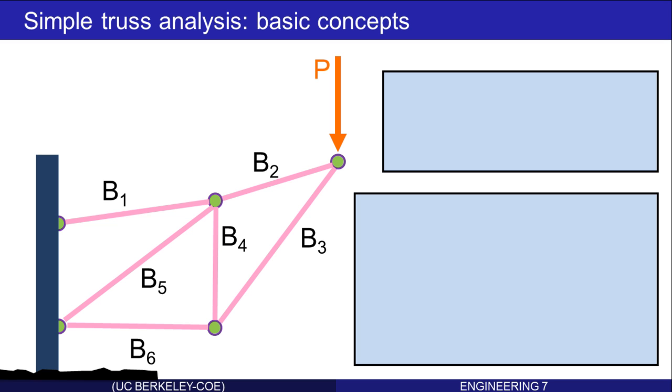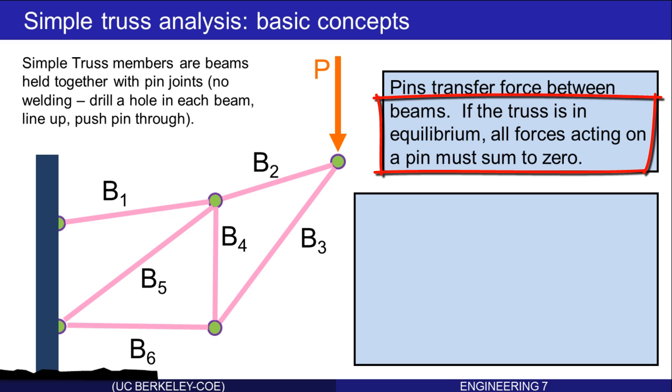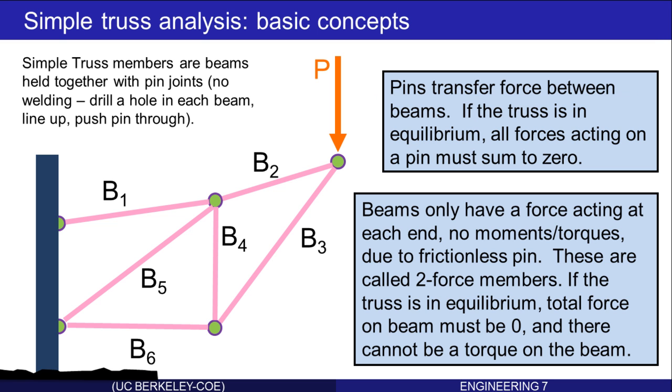There's two things that we need to understand to continue with the analysis. One, if the truss is in equilibrium, in other words not accelerating, then all forces acting on a single pin must sum to 0, the horizontal forces and the vertical forces. Otherwise the pin would accelerate. Also, beams only have force acting at each end. There's no torques acting on the end of the beams due to the frictionless pin. Remember, the way these are connected together, they're not welded. They're simply a hole and a pin pushed through.